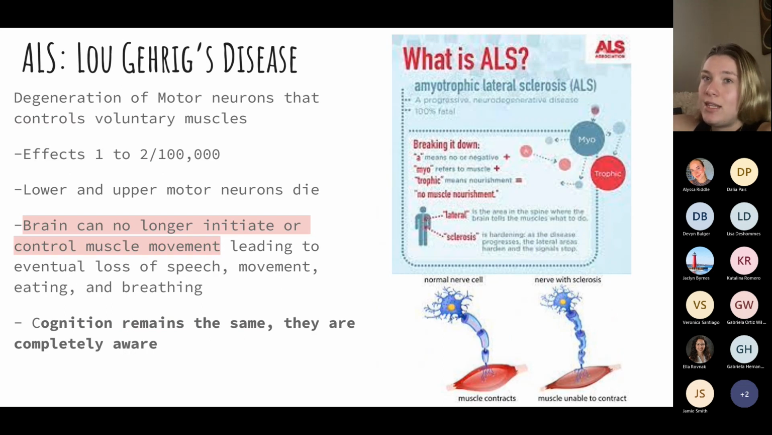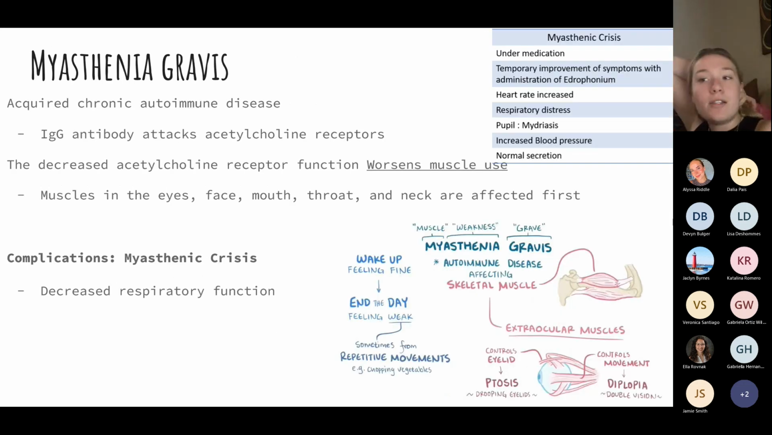Lou Gehrig's disease, this is our disease with probably the worst prognosis. They have about 3 to 5 years to live, but essentially what's happening is I have massive degeneration of my motor neurons. My mind and my muscles can no longer communicate, so essentially they're going to have loss of function in all of their muscles that eventually leads to paralysis, total paralysis, and for these patients, eventually resulting in respiratory paralysis and death. So that's what ALS is, and unfortunately there's no cure. You might also hear it as Lou Gehrig's disease after the baseball player.